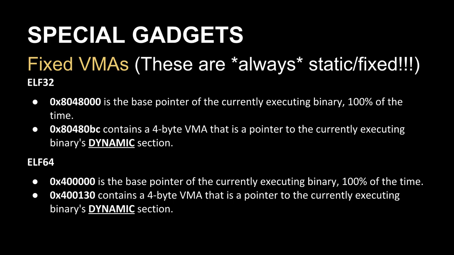The address of 0x080480BC contains a 4-byte VMA pointer also to the currently executing binary's dynamic section. Similarly, for ELF64 binaries, the address of 0x400000 will always contain a pointer to the base pointer of the currently executing binary, 100% of the time. The address of 0x400130 also contains a 4-byte VMA pointer that points to the currently executing binary's dynamic section.